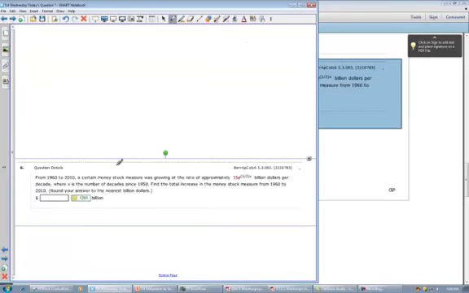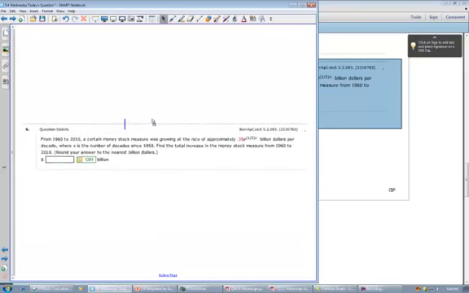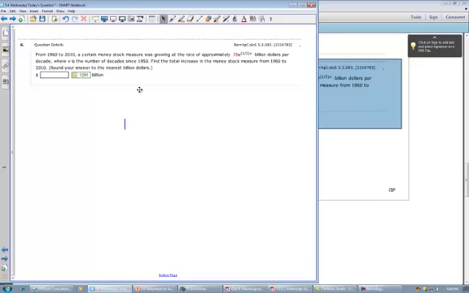Okay. So on this one, it says what? It says from 1960 to 2010, a certain money stock measure was growing at this rate of $1 billion per year, or per decade. Right, so you got to be careful here. Per decade. So we have this where X is a number of decades since 1950. Find the total increase in the money stock measure from 1960 to 2010.